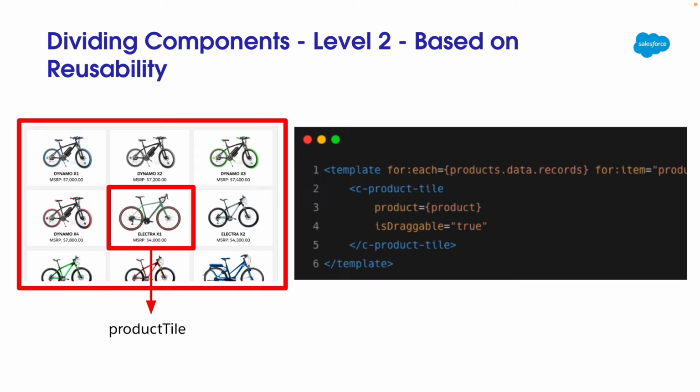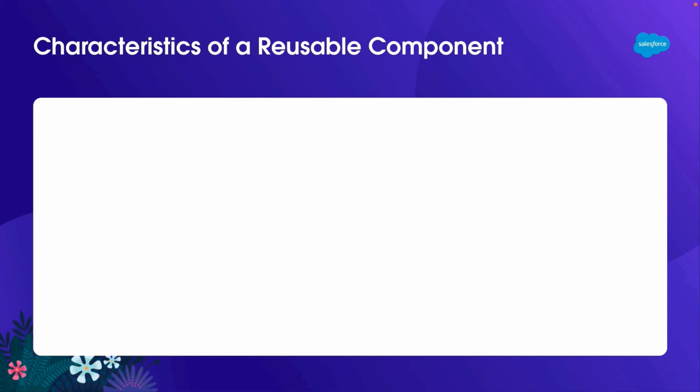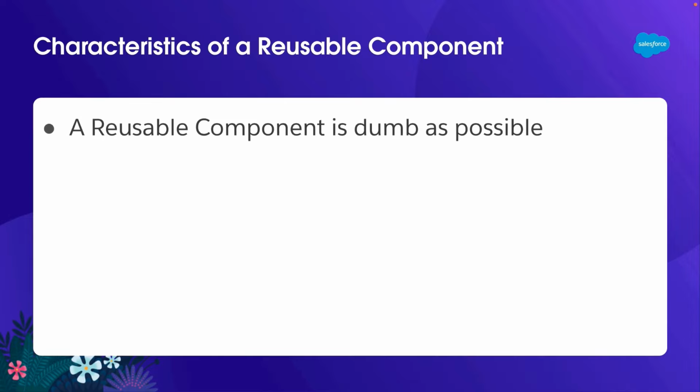Alright, so let's summarize the characteristics of a reusable component. The first thing is a reusable component is dumb as possible. If you try to incorporate lots of functionality into a reusable component, you will see that you need a lot of modifications when you try to reuse the component. So it should be dumb as possible.